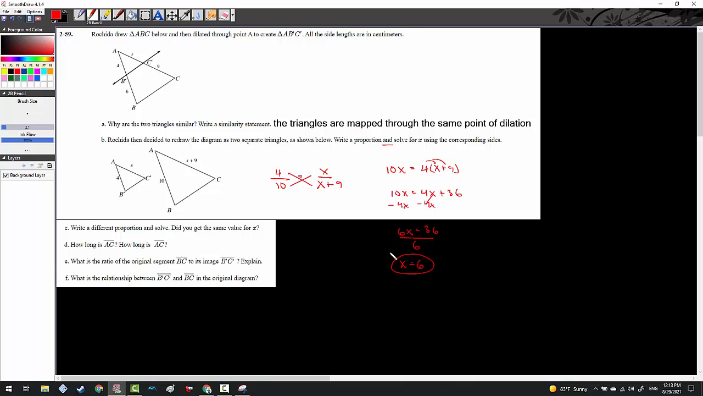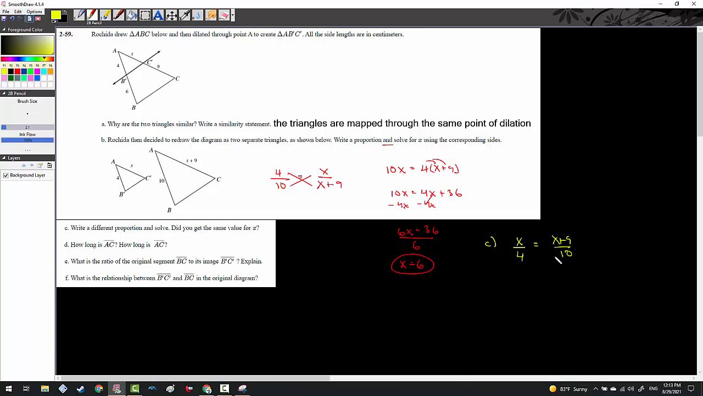Now, the reason why I noticed that it actually told me to solve for x is because in part C it says write a different proportion and solve. And did you get the same value for x? So what I'm going to do is I went from small to large. The other proportion you could write is you could go from large to small if you wanted to, but I'll go ahead and do, just because I want you guys to know definitely that they end up being the same, I'll go and do self to self. So what I'll do is I'll go and do x over 4. Notice I'm using the same triangle. X over 4 is equal to x plus 9 over 10.